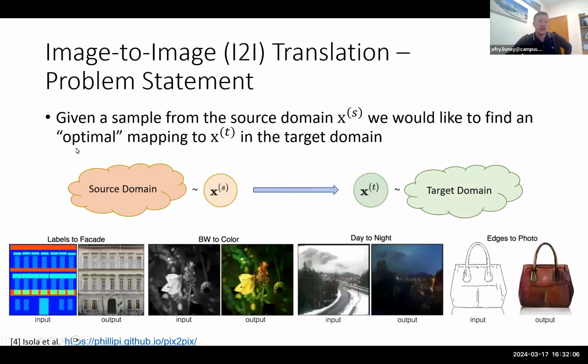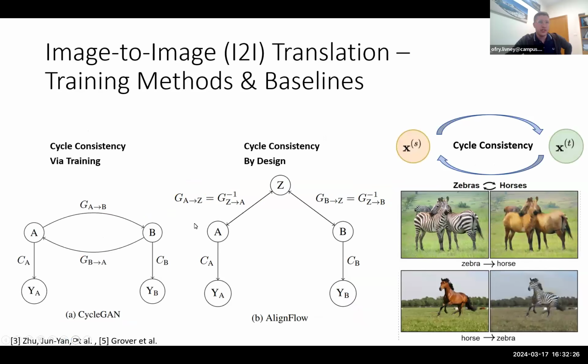So in image-to-image translation, we are given some sample from a source domain, and we would like to find an optimal mapping to some target domain. Some examples for image-to-image translation tasks can be seen down here, such as black and white to color photos, or sketch to photo, or day to night. The original literature in the deep learning era first started off by trying to learn paired domain translation using datasets of examples with source and target pairs.